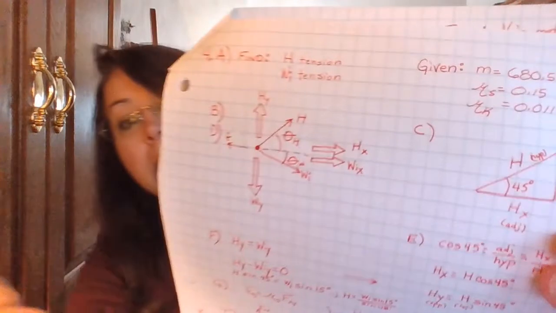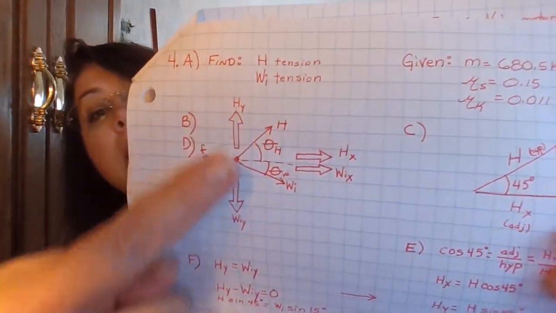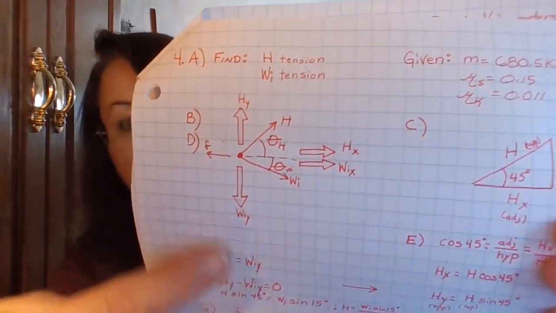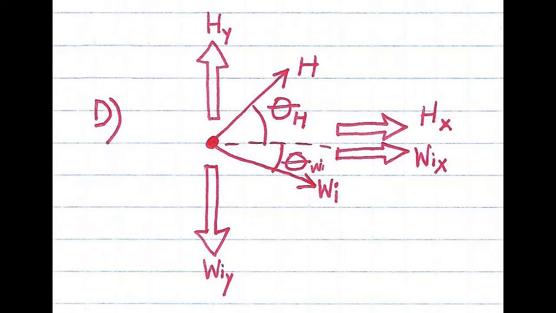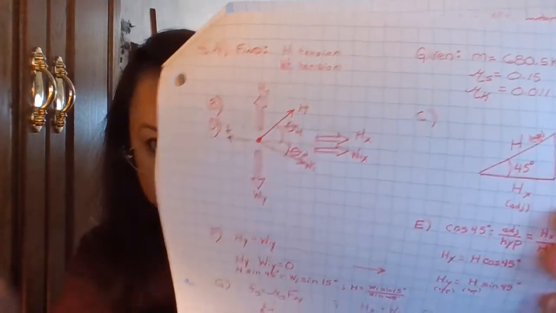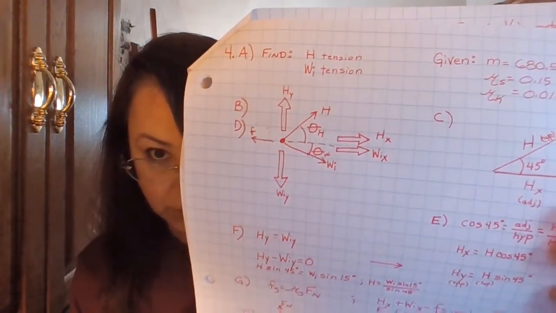So let's look at the free body diagram. And what do you notice about Hy and Wy? They're the only forces in the y direction, so they have to equal each other. So we can set those equal to each other on our sheet. And you need to do that for step F. You need to write Hy equals Wy.